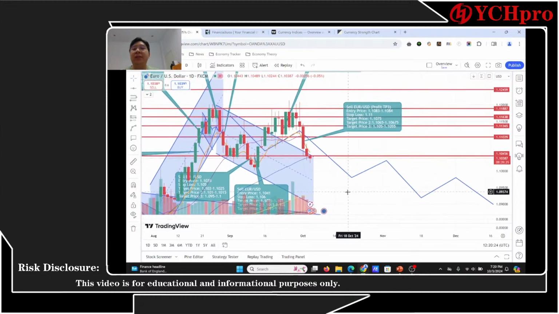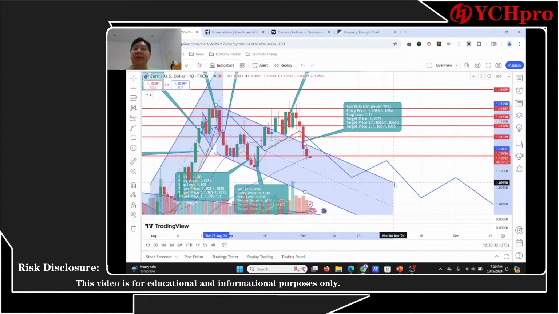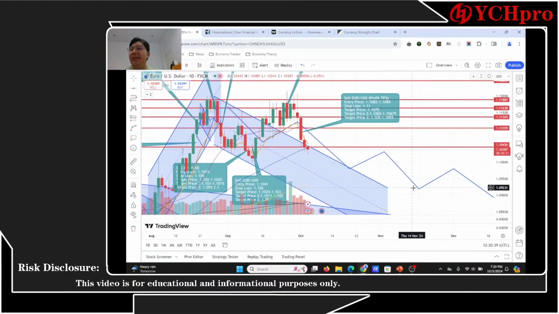Okay, so I will be explaining what happened on the fundamental side, what news has been occurring that really helped to push down the prices of the Euro USD. And I'm seeing that this could be happening again and again, guys.